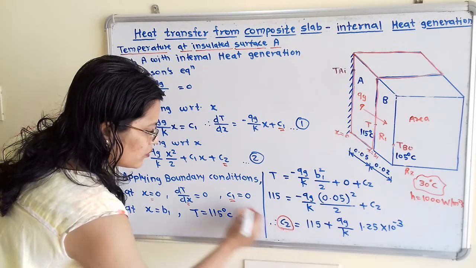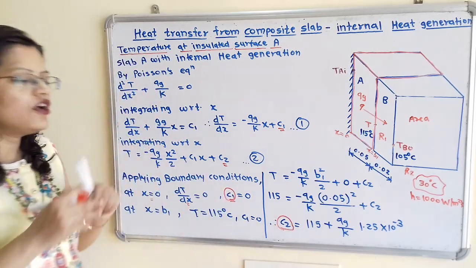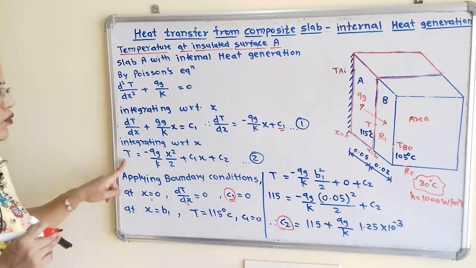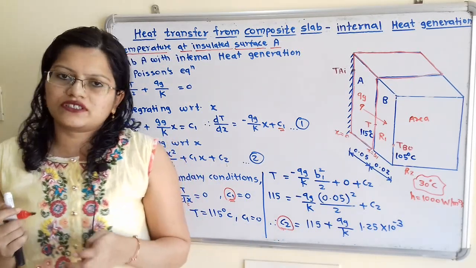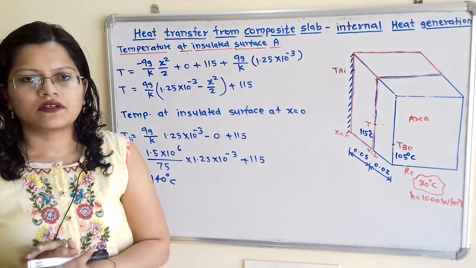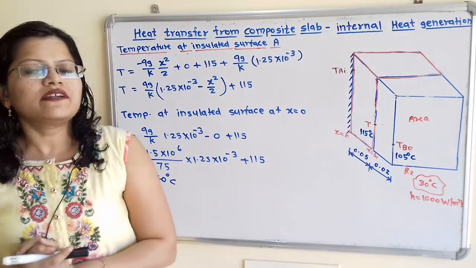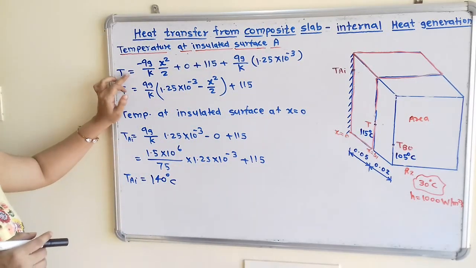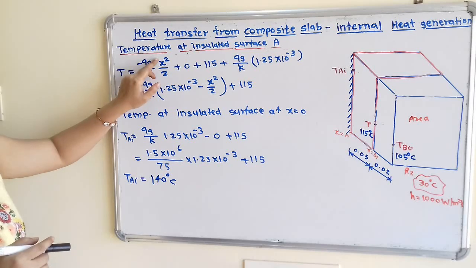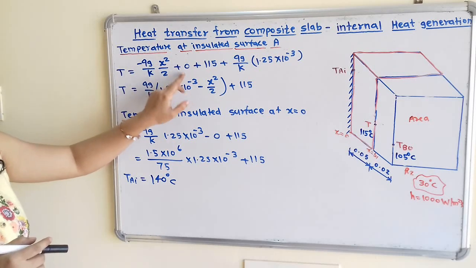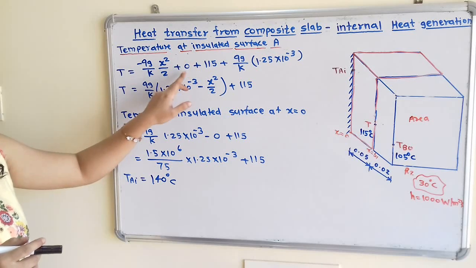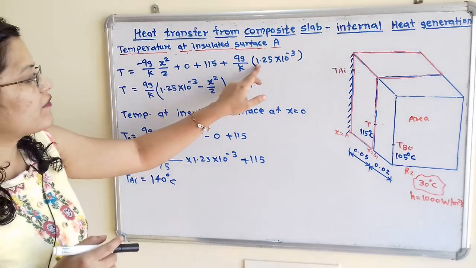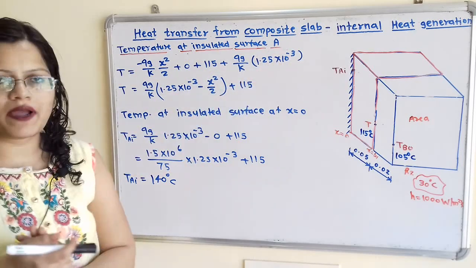Now this C2 and this C1 are important. When we put the values of C1 and C2 in this equation number 2, then we will get the temperature distribution equation. Temperature distribution equation T is equal to minus Qg by K x square by 2 plus, now instead of C1 there is 0, so this whole term will become 0, plus 115 plus Qg by K 1.25 into 10 raised to minus 3.